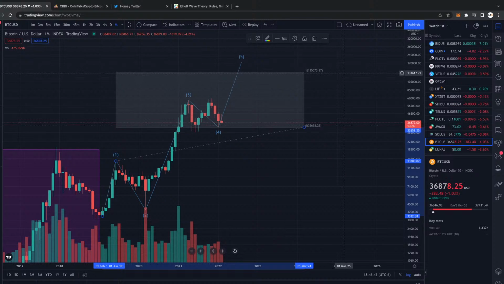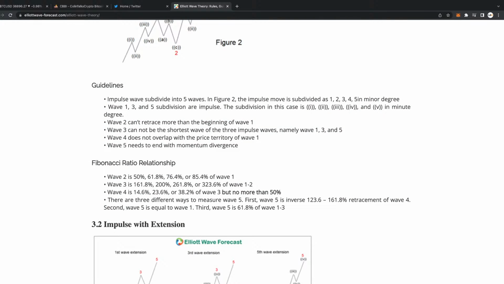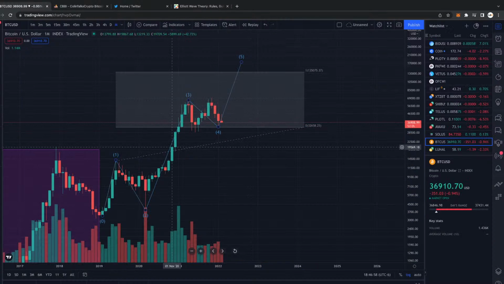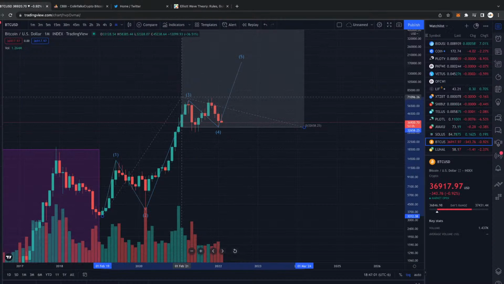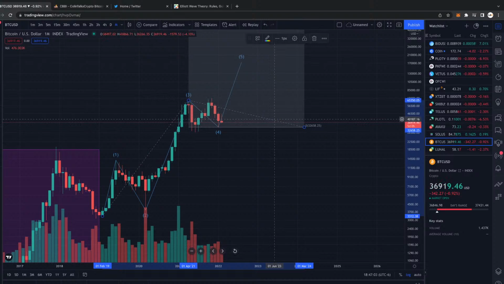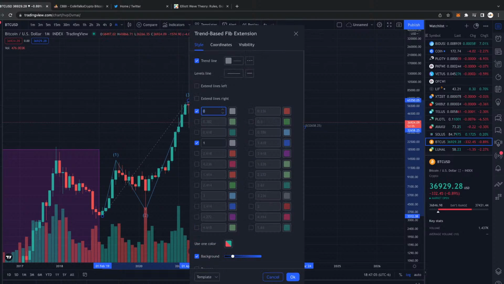$135,000. Okay, so now we know that we're going to be anywhere between 70 to 135,000 based on those two different ways, and there's a third way. Wave 5 is 61% of wave 1 to 3. Okay, let's do that now. Wave 1 to wave 3. Change this to 61. Let's do that.